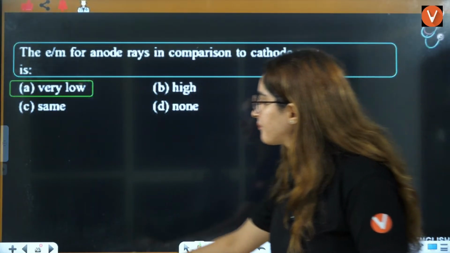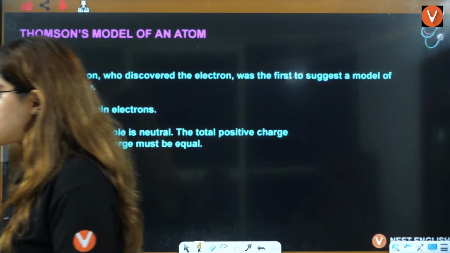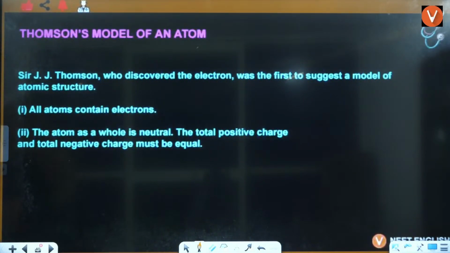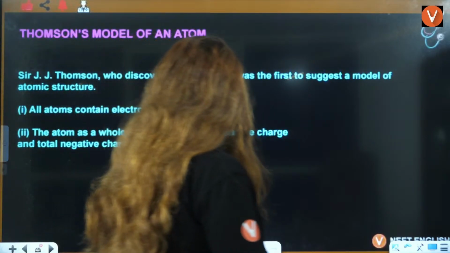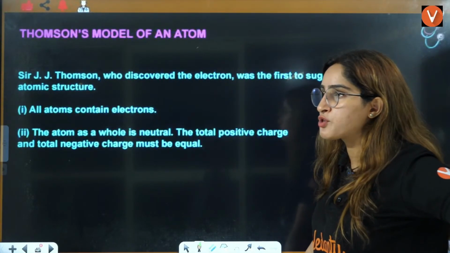Yes, everybody. Now, next are our two models, that is Thomson and Rutherford model of an atom. Let me know in the chat box if that is clear to you or not. Guys, let me know in the chat box if that is clear to you or not. Everyone? Yes? So now I will focus on the board, guys.